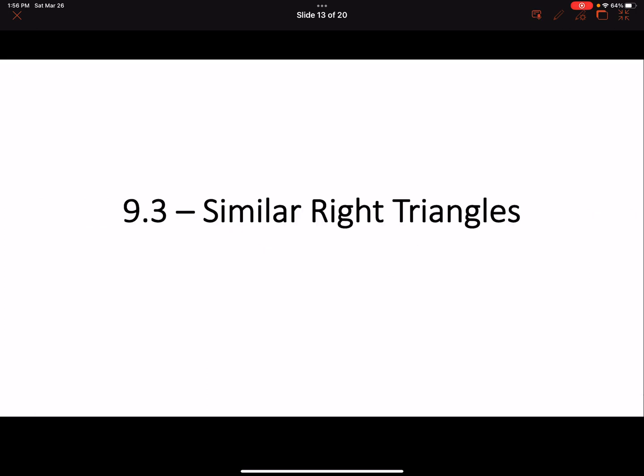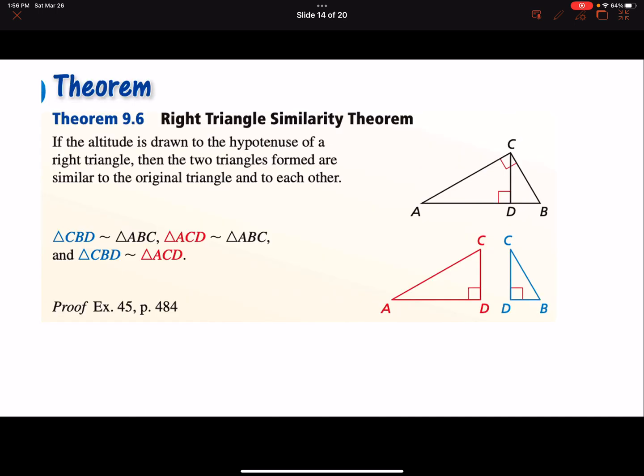And that's the end of 9.2. Let's talk about 9.3. This one can get a little fuzzy, so please pay attention. Okay, we're going to talk about similar right triangles. And we're going to start off with the right triangle similarity theorem. What this is saying is, if I have a right triangle, so pretend that this line isn't here for a second. Okay, CD. Pretend CD is not here for a second.